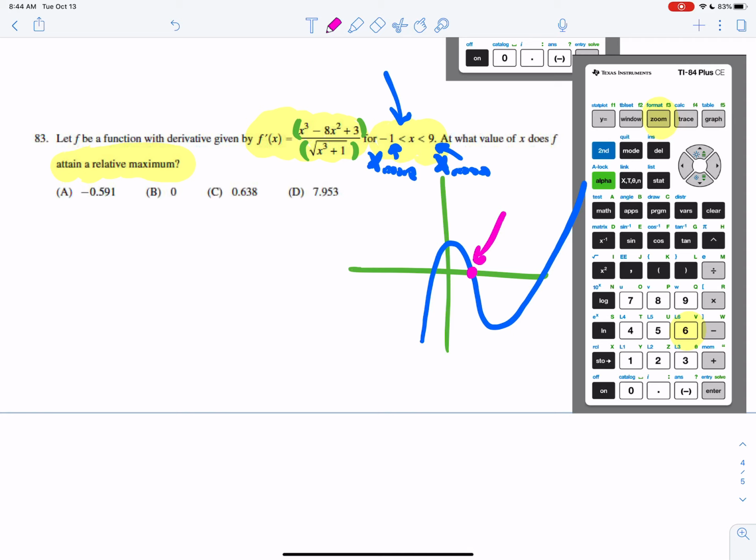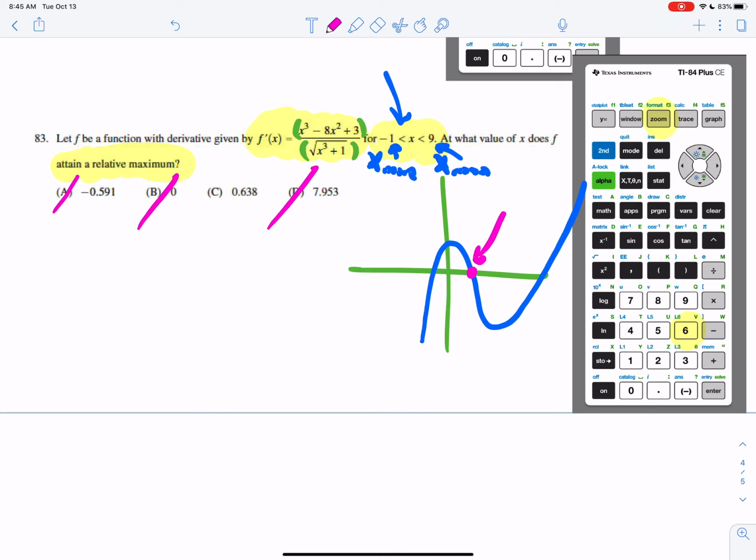So strategically, this 0 looks like it's somewhere between 0 and 1. So I could actually rule out that it's C, okay? I could rule out A, B, and D, so the only choice left here is C. But let's confirm it, okay?